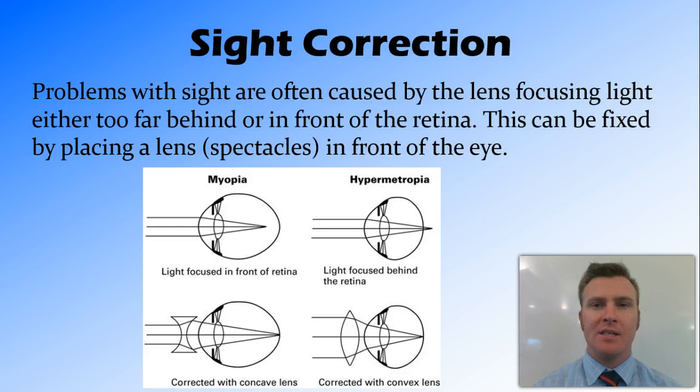What we can do in this circumstance is put a convex lens in front of the eye, which focuses the light a little bit before it comes into the pupil, and this means that the lens will then be able to focus the rest and get that light focused on the retina properly.